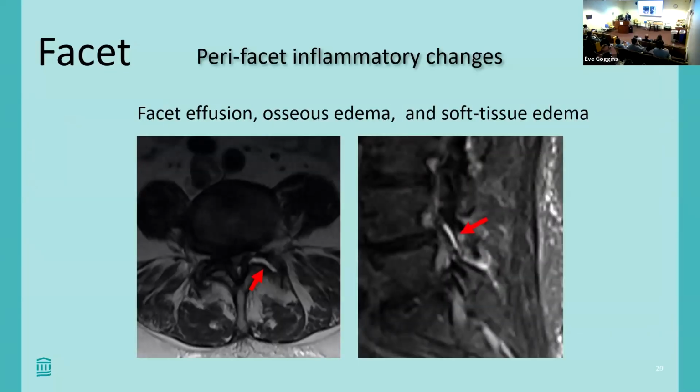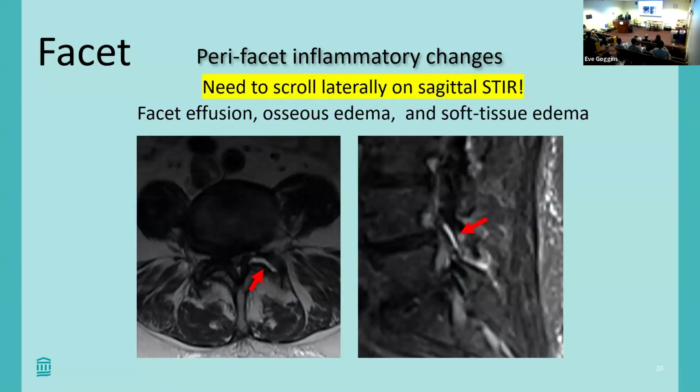Okay, so now let's talk about these perifacet inflammatory changes that are another hidden corner for radiologists. The three things are going to be facet effusion, osseous edema, and soft tissue edema. So here's another example of a facet effusion. You can see that there's some osseous edema, maybe even some soft tissue edema, but it's very hard to tell normal vessels in the back there from soft tissue edema. You really have to compare to the other side. But most importantly, you have to scroll out on the sagittal STIR images in order to see this.